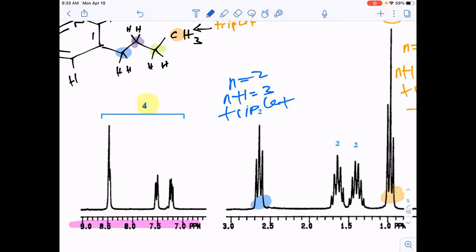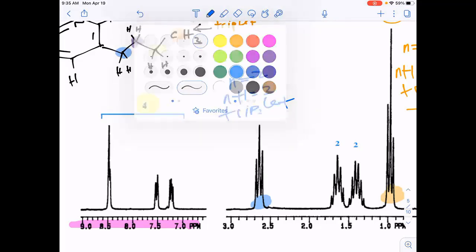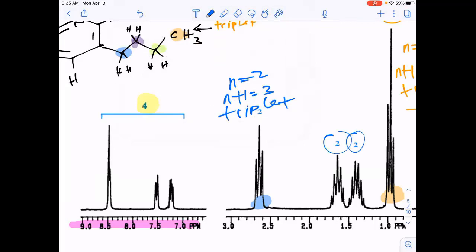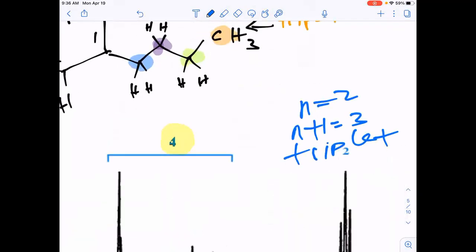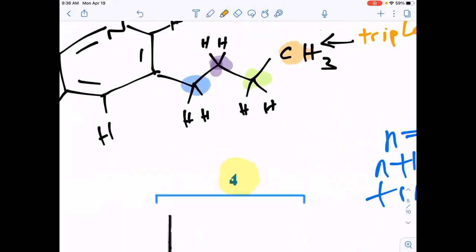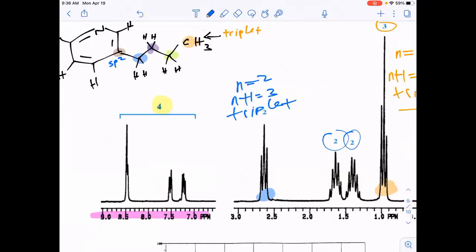We can look at the integration, but then the other 2 signals also integrate for 2 protons, right? This signal right here and this signal right here, they both integrate for 2. But then the other way to look at it is by looking at the chemical shift, right? It's next to an sp2 carbon, because that carbon in the ring is sp2, right? So protons that are adjacent to sp2 carbons show up between 2 and 3, and you can see that signal showing up at about 2.6.